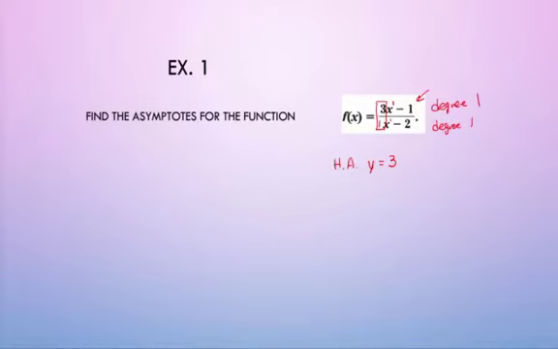The numerator doesn't factor, nothing cancels out, so you don't have any holes. So your vertical asymptote is where the denominator equals 0. Your vertical asymptote is the line x equals 2.